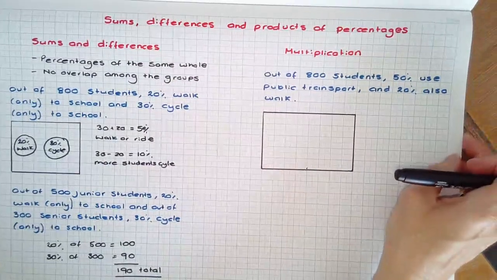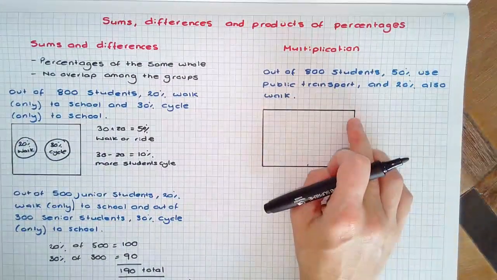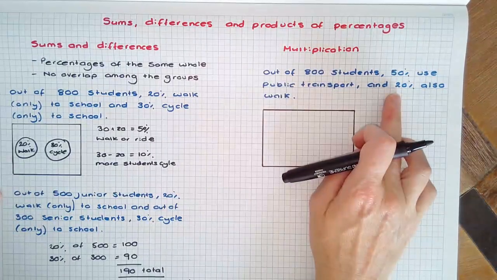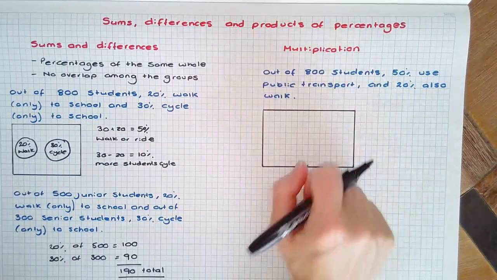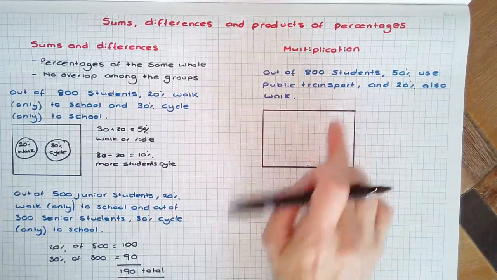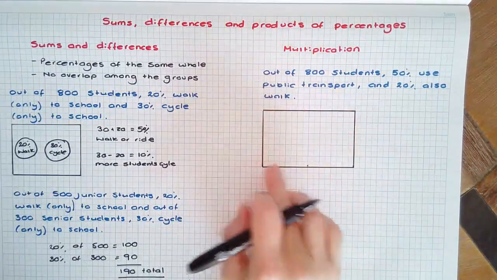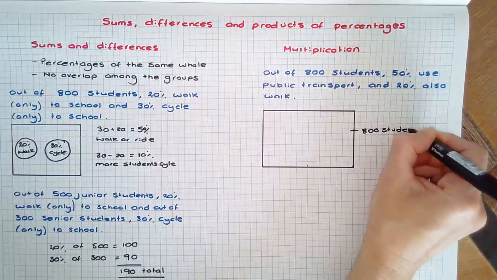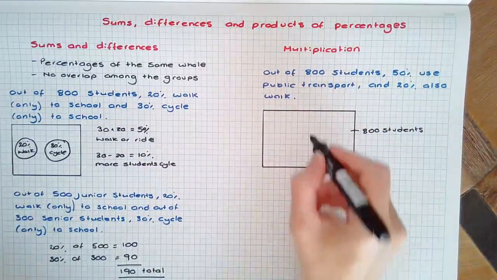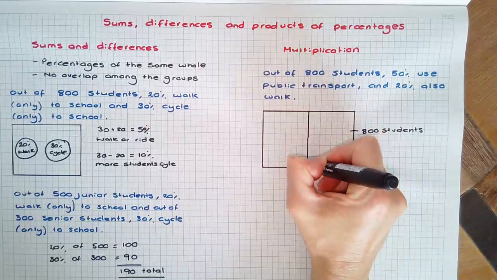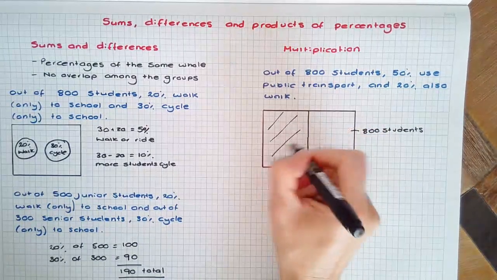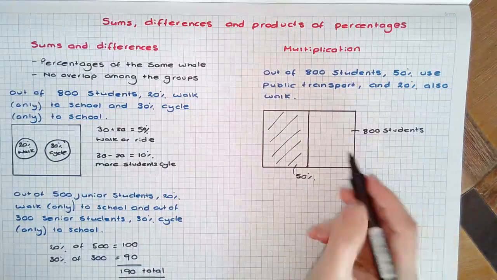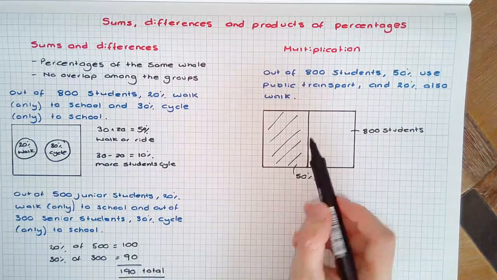Multiplication. Suppose 50% of students travel to school using some form of public transport and 20% of them also walk, let's say at least 1 kilometre. We can represent this problem using an array. The whole rectangle represents the 800 students. And 50% of them use public transport. Let's say this area on the left is 50%. Now 20% of the 50% also walk.